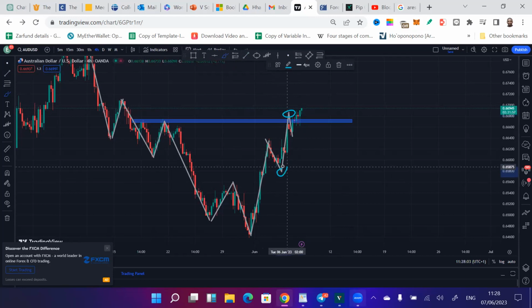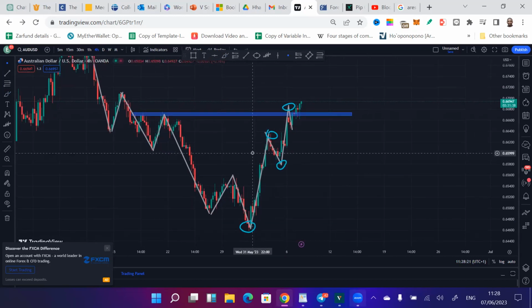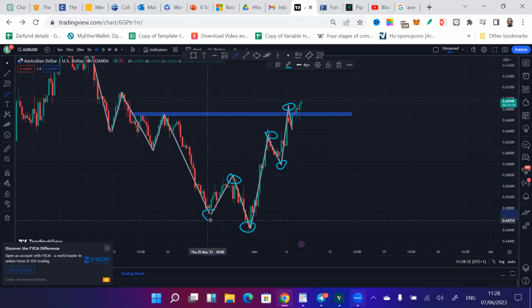Always look at it like that. Whatever price is doing at that point, you have a swing high, you have a swing low. Okay, this is a swing low. This one is a swing high. This is a swing low. So swing high, swing low, swing high, swing low, swing high, swing low. Now we are looking at this in hindsight.